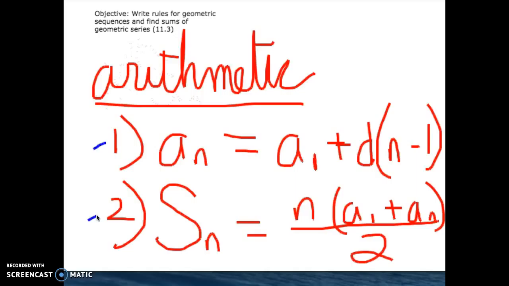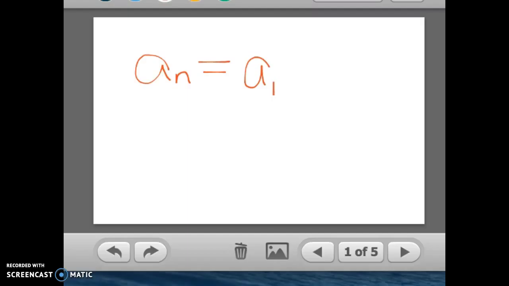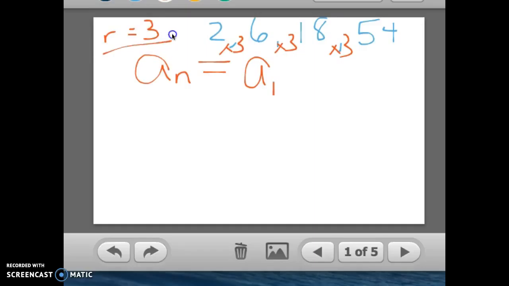So let's look at how to do that. Let's imagine a geometric sequence. We got 2, 6, 18, 54. So what's happening? Is it geometric? Well, times 3, times 3, times 3. There's a common ratio, r equals 3. Therefore, it is geometric. So, to find the nth term, let's say I want to find the 20th term.